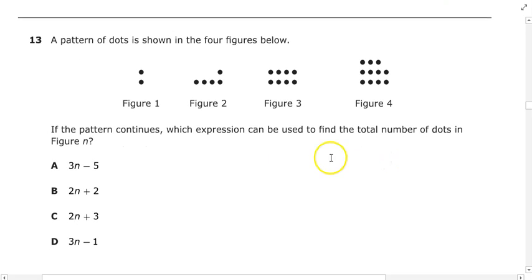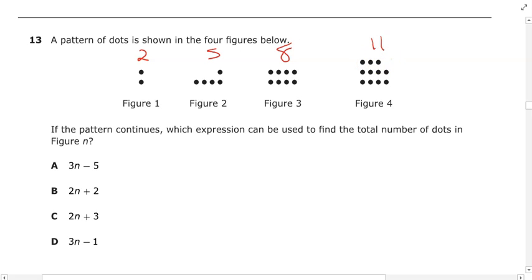For question 13, a pattern of dots is shown in the 4 figures below. If the pattern continues, which expression can be used to find the total number of dots? Okay, so we're just using the number of dots here. So in figure 1, it looks like we have 2 dots. Figure 2, we have 1, 2, 3, 4, 5. Here we have 8, 9, 10, 11.